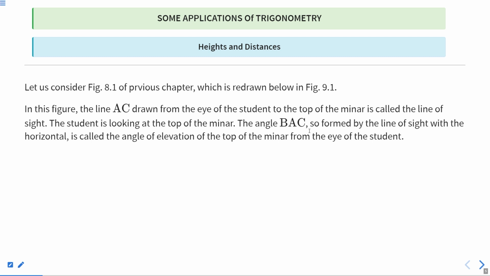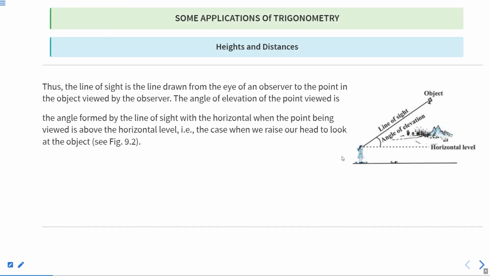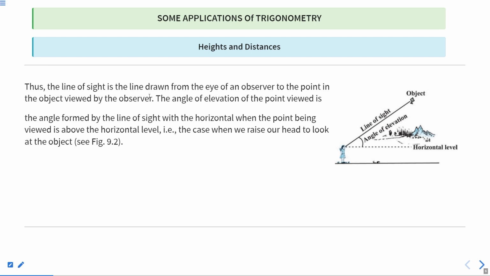The angle formed by the line of sight with the horizontal is called the angle of elevation of the top of the minar from the eye of the student. Thus, the line of sight is the line drawn from the eye of an observer to the point on the object viewed by the observer. If someone is observing some object, this line, drawn from the eye of the observer to the point on the object viewed, is the line of sight.